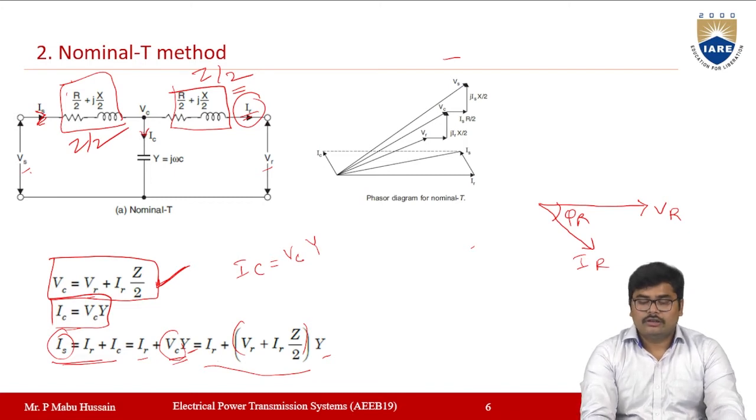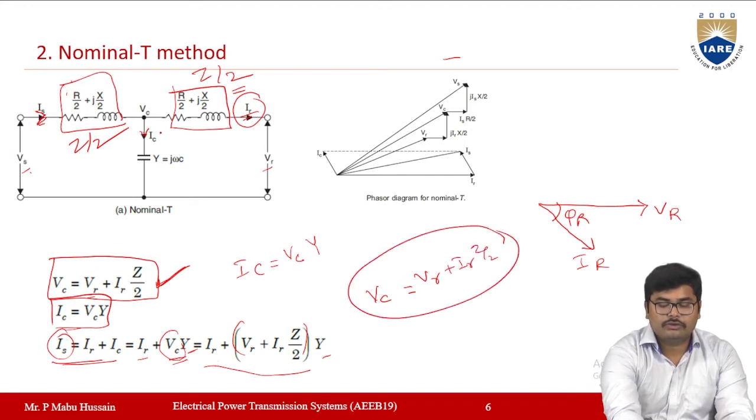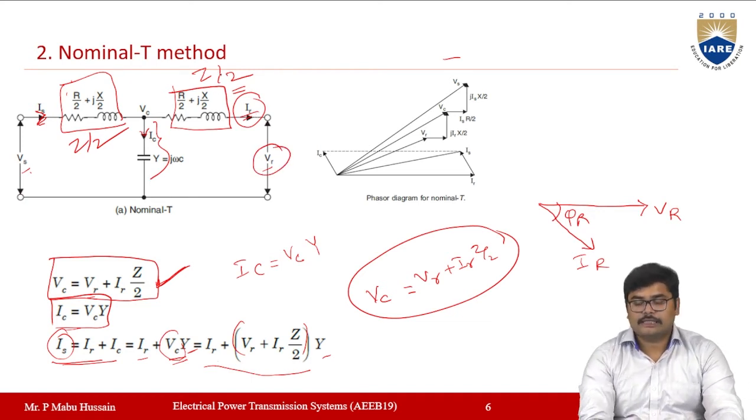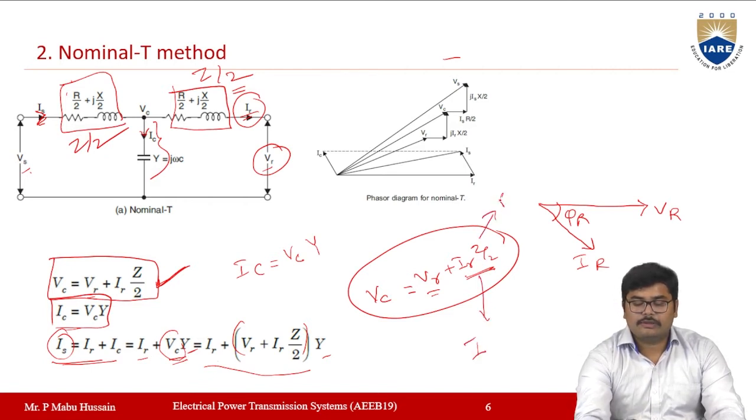So then what is VC, right? This VC is equal to VR plus IR into Z by 2. Okay, so the voltage across this capacitance will be VR plus the drop across this, which is IR into Z by 2. Okay, so now to get the VR, you have to add IR into Z by 2, and here Z is again R plus JX.